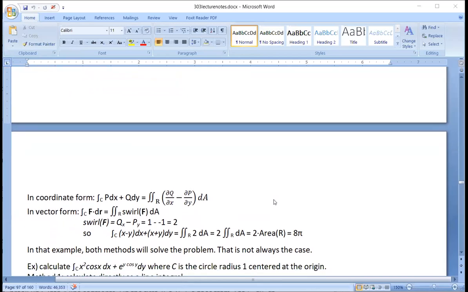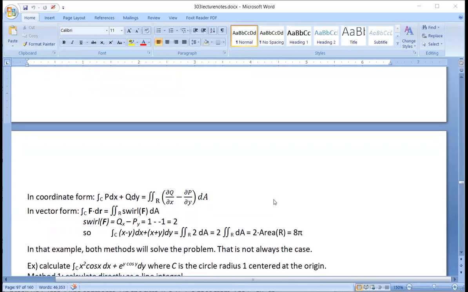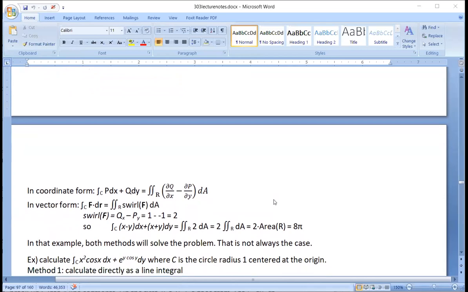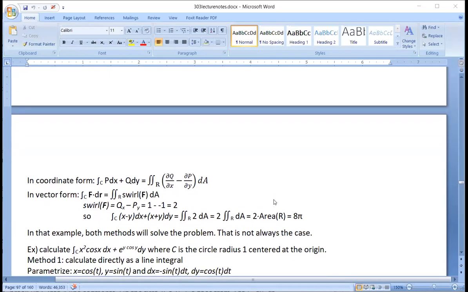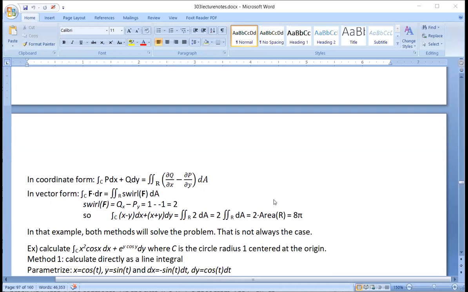So here's an example. Calculate the integral over the curve of x squared cos x dx plus e to the y cos y dy, where C is the circle of radius 1 centered at the origin. So let's see what happens if we try method 1, calculate directly as a line integral. Well, C is a circle. We know the parameterization for that: x equals cos t, y equals sin t. And we can get dr by calculating dx and dy.